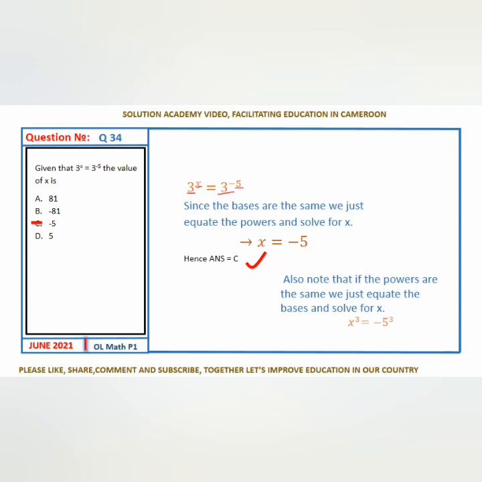So this is just an example. Assuming we had x raised to the power 3 equals negative 5 raised to the power 3. Now you have to see that the powers are the same, 3, 3, so we have to equate the bases. So x will just be equal to negative 5.